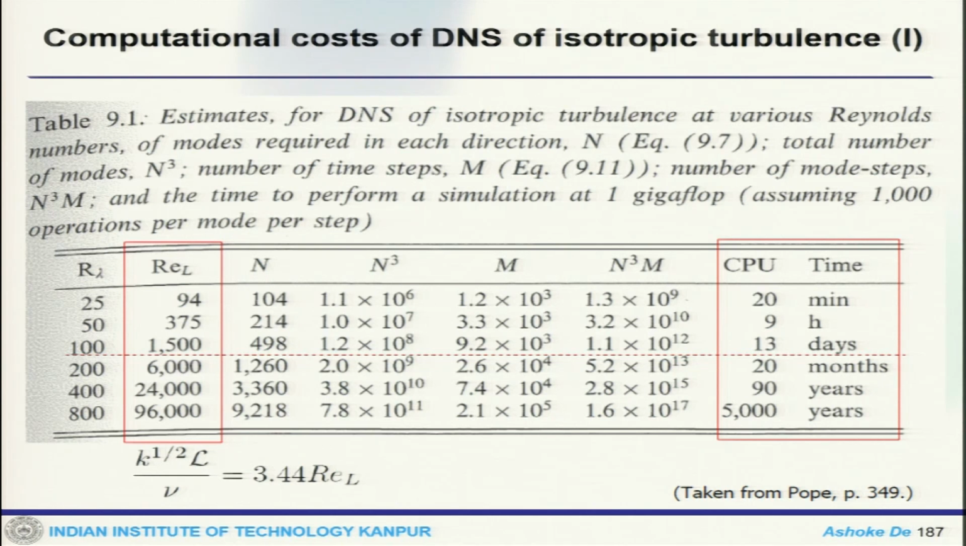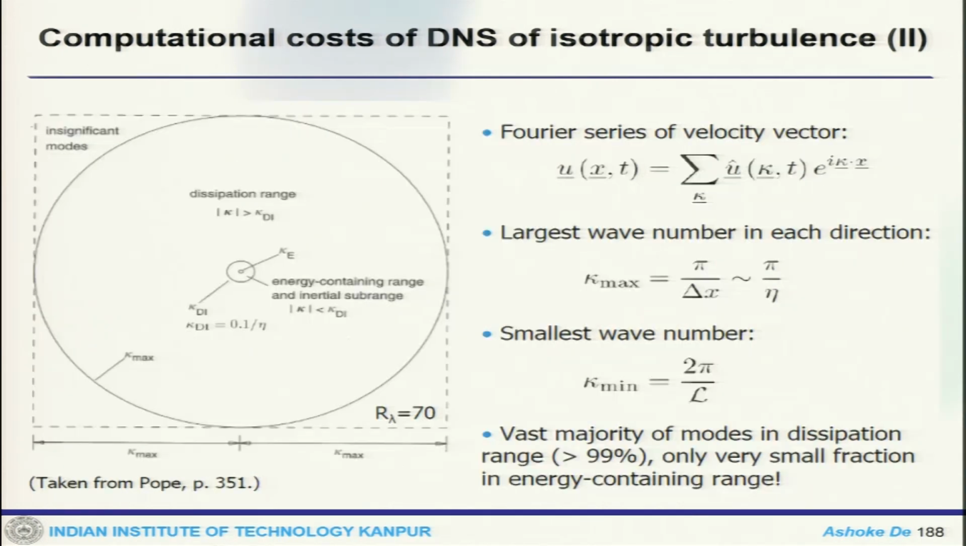So, this is taken from Pope. You can see for different Re lambda. This is an example for isotropic turbulence, different Re lambda and Re L, and the computational time required. But as I said, with the advancement of the computer architecture and the available processors, now people can actually look at large Reynolds number DNS kind of calculations.